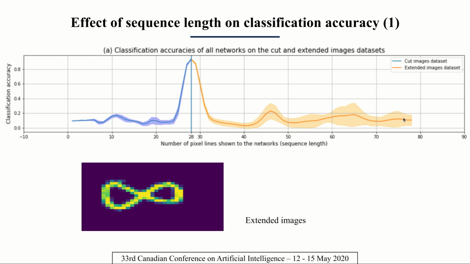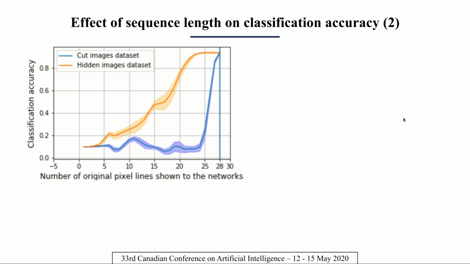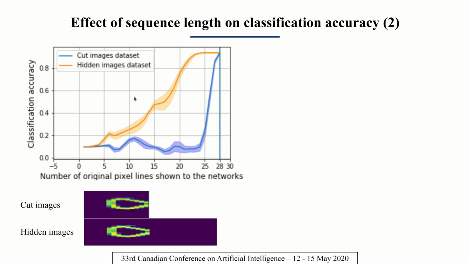A pretty good plot to look at also is the classification accuracy of the networks on the cut image datasets in blue, compared to the hidden image datasets here in orange, where we can see that for the same given amount of real pixel lines shown, we can have a great difference in the precision.